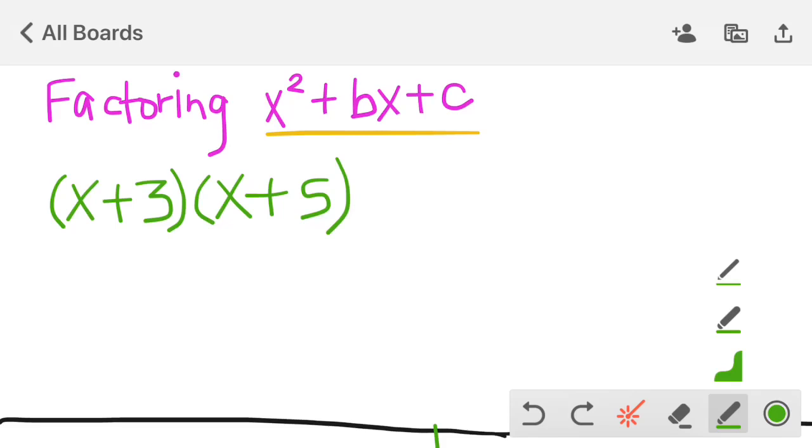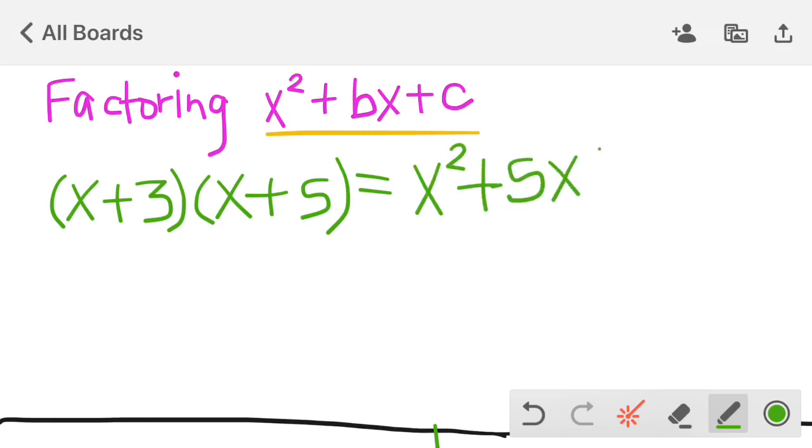Welcome. Today we're going to be working on factoring in the form x squared plus bx plus c. To start, we have an example of binomials being multiplied. So I'll go ahead and multiply this. You can follow along. We'll have an x squared plus 5x plus 3x plus 15.